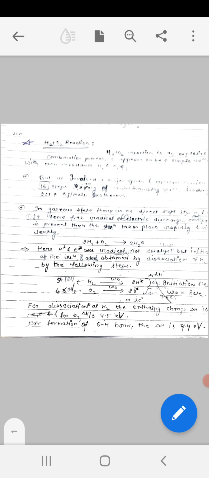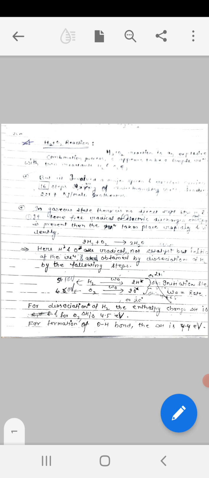Here, hydrogen and oxygen are radicals. We have placed a star or dot above the hydrogen and oxygen atom. These radicals are not catalysts but inhibitors of the reaction, and are obtained by dissociation of hydrogen and oxygen by the following steps. It means that in the hydrogen and oxygen reaction, the free radicals which are formed do not act as a catalyst, but act as inhibitors of the reaction, and are obtained by the dissociation of hydrogen and oxygen.